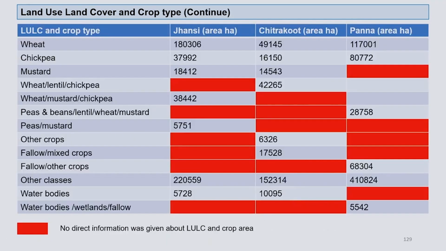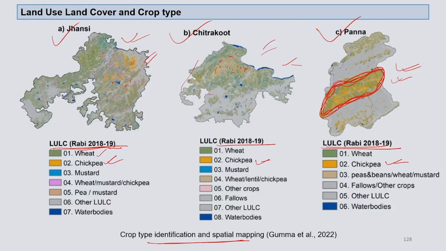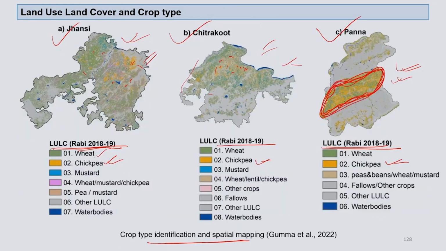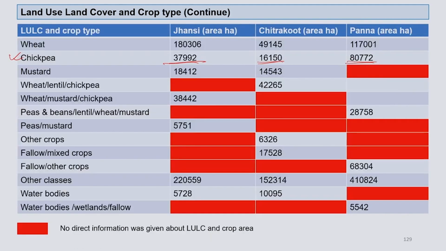Now, this is the table that I was talking about, to look at the chickpea. In chickpea we just saw that Panna has concentrated this area, while Chitrakoot and Jhansi are sparse. So let us see how it is. Chickpea in Jhansi is roughly 38,000 hectare, Chitrakoot 16,000 hectare, Panna 80,000 hectare, right. So this is clear from the picture also that Panna is heavily concentrated in this pocket for chickpea. This is how remote sensing and GIS can help you.